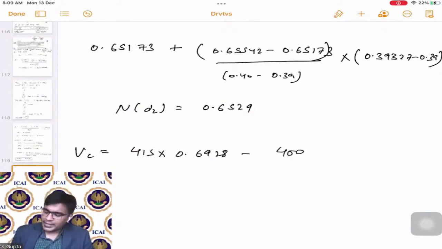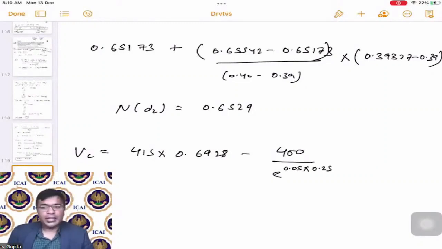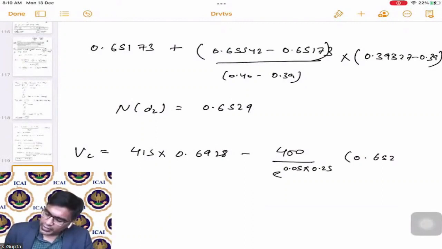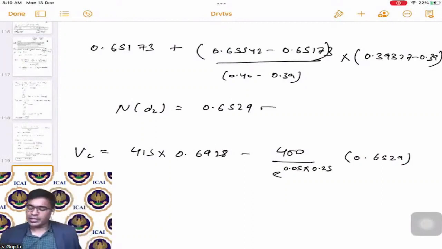400 is the exercise price. The present value is divided by e raised to the power RT. So the R is equal to 5% and time is equal to 3 by 12. So 3 by 12 can be written as 0.25. That should be okay. And this whole multiplied by 0.6529, which is the ND2 value we have just calculated.